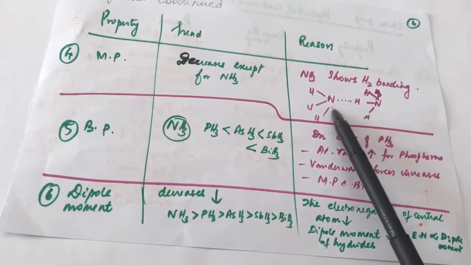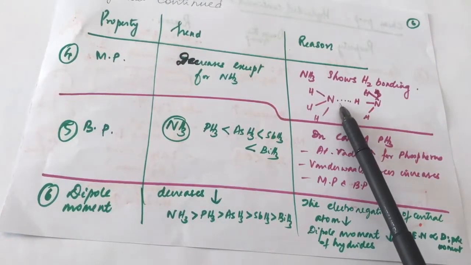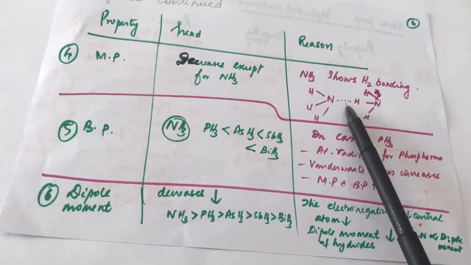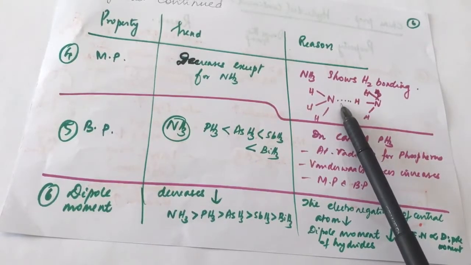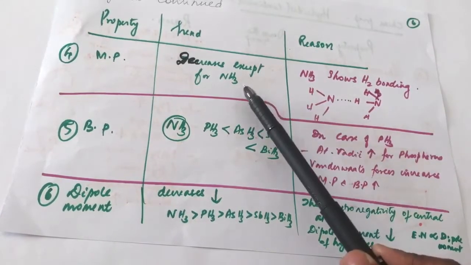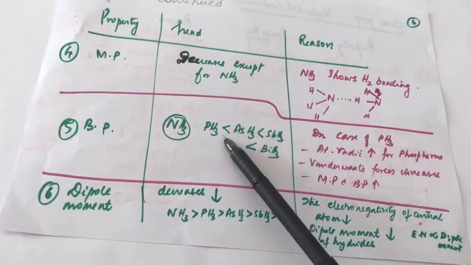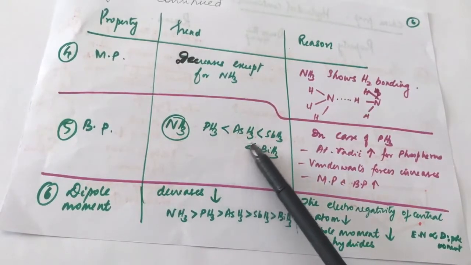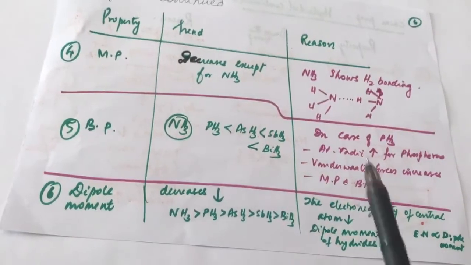Yes. So here you can see that this is forming a bond, and this is what we call a hydrogen bond. Because of this hydrogen bond, the melting point is quite high for ammonia. But except for that, it keeps on increasing. It shows the same trend as shown in the boiling point too.